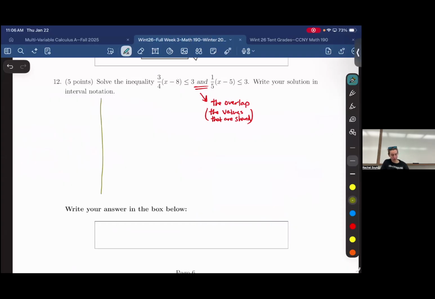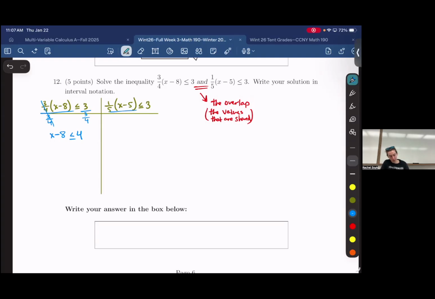So let's maybe create a little T-chart here. We have our 3/4 in parentheses, x minus 8 is less than or equal to 3. And then we have our 1/5 in parentheses, x minus 5 is less than or equal to 3. So now let's solve. I'm going to straight off the bat divide that first inequality by 3/4 and utilize some keep change flip. So that's the same as 12 over 3, and 12 over 3 is just 4. So we get x minus 8 is less than or equal to 4.